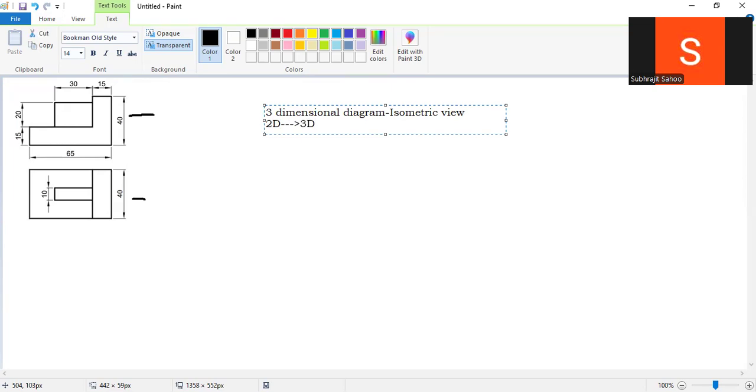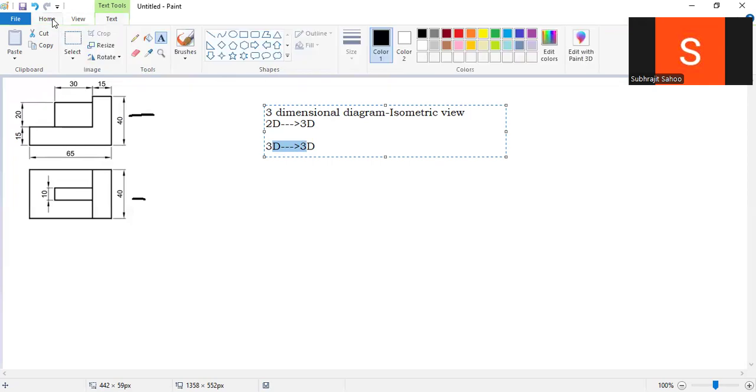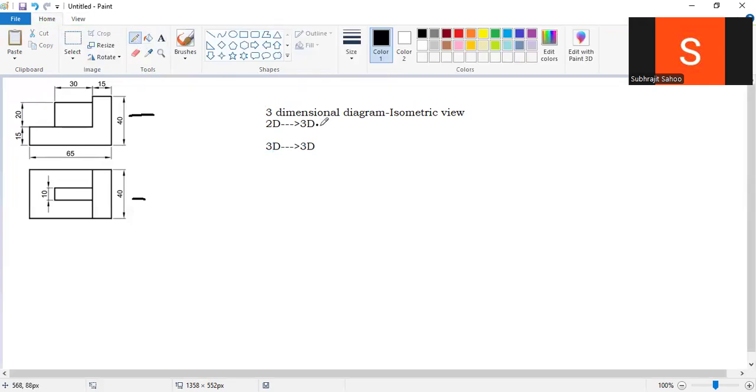But sometimes in the question a 3D diagram is given, and it is asked to draw the isometric view also. That is also called isometric projection or isometric view. There we have to draw 3D to 3D. So in the question, isometric view may ask 2D to 3D, or sometimes 3D to 3D. Mostly in case of 2D to 3D, the diagram will be given in the question.